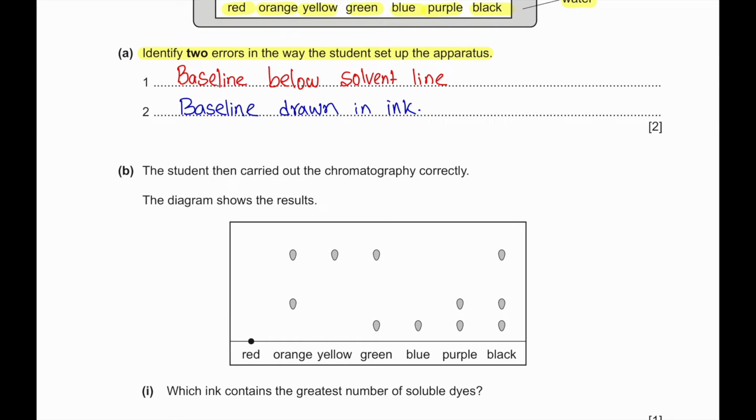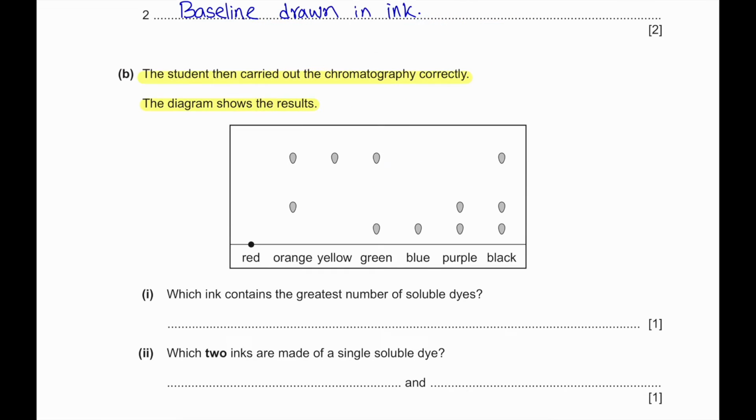Part B. The student then carried out the chromatography correctly. The diagram shows the result. Which ink contains the greatest number of soluble dyes? The ink that contains the most spots will have the greatest number of soluble dyes. So black contains the most number of spots. So the answer will be black.